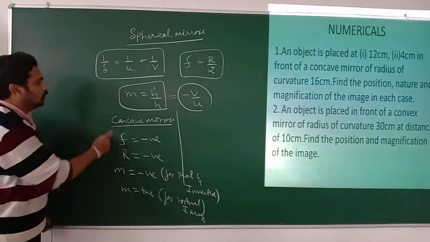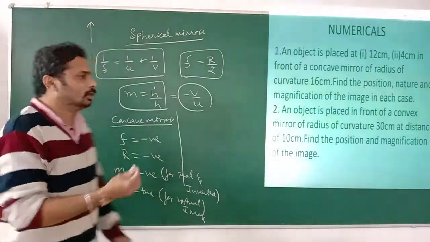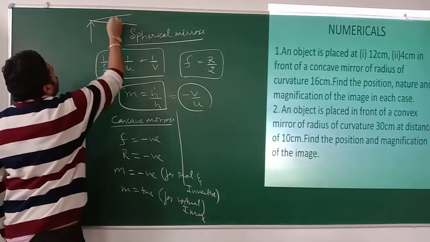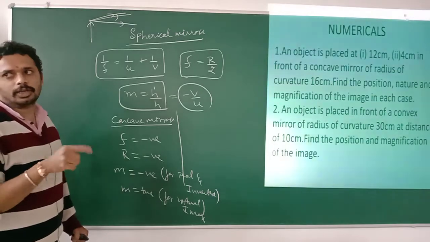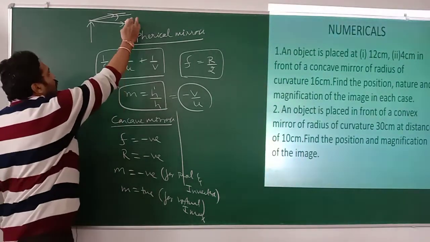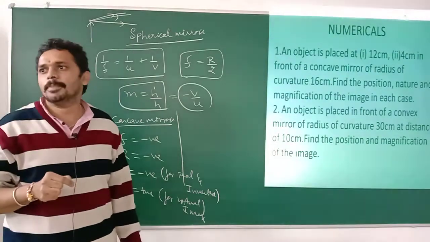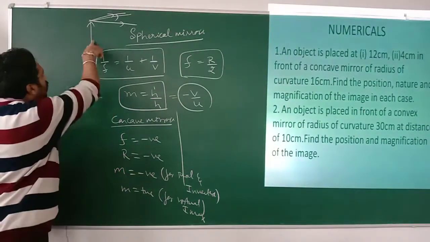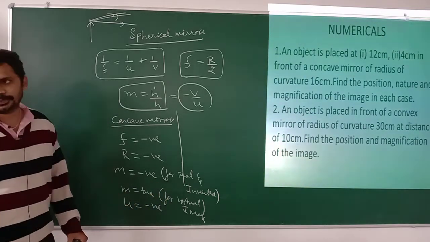Now we are using a real object. What is a real object? From the object the light rays diverge. We are using the Cartesian sign convention. You have to measure all the distances from the pole of the mirror. That's why for a real object, the object distance is taken as negative.